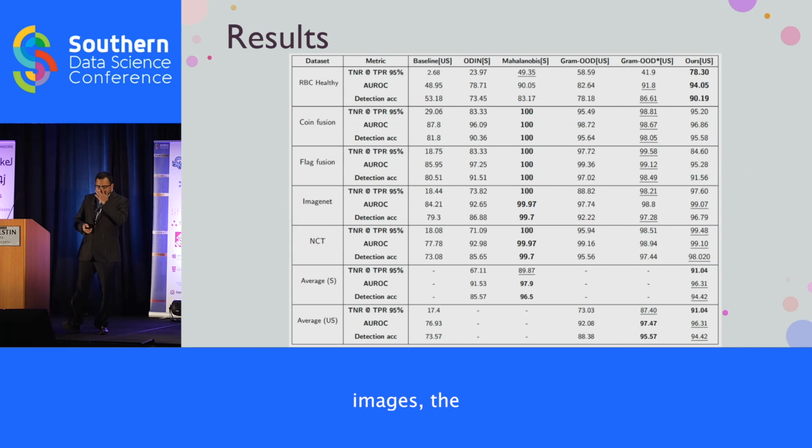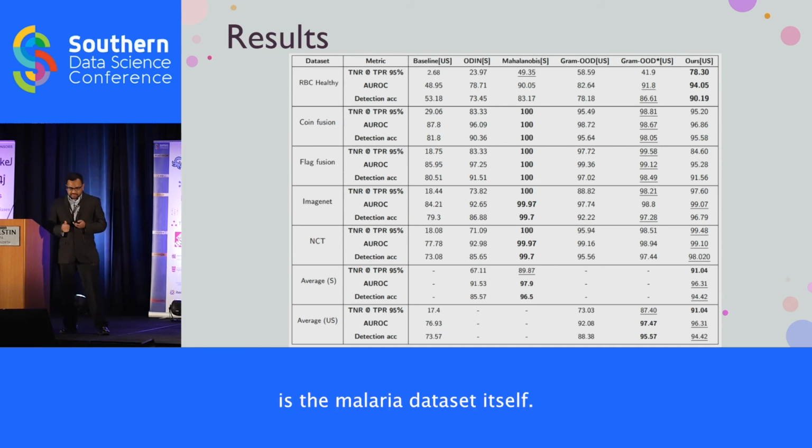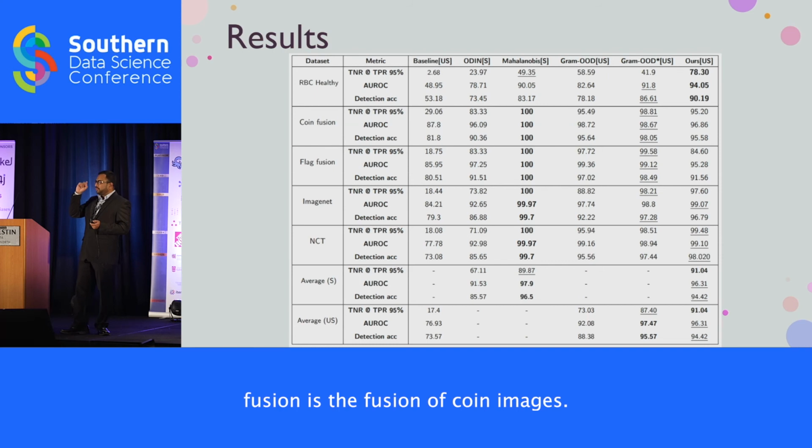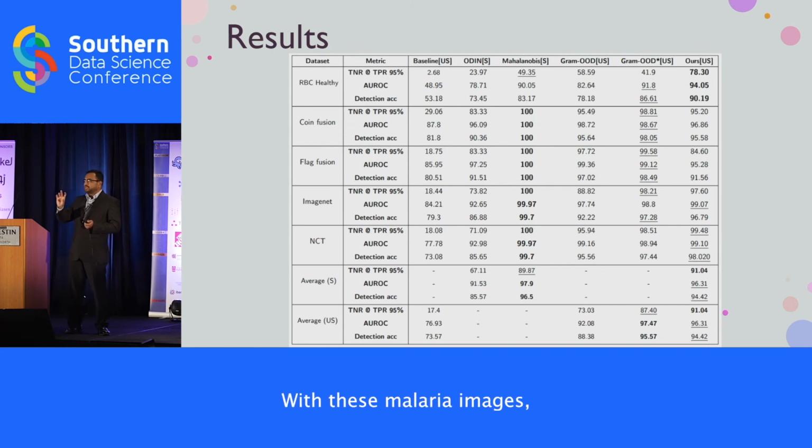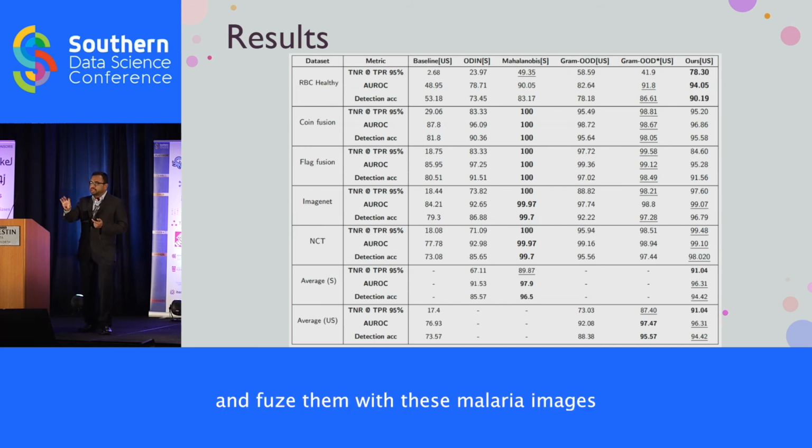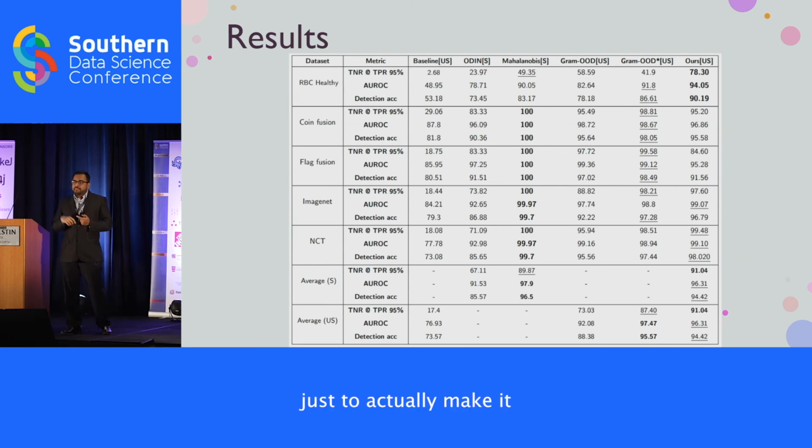And these are the results for the malaria data set. As you can see, the RBC healthy is the malaria data set itself. The coin fusion is the fusion of coin images with these malaria images. For flag fusion, we consider flags of about 192 countries and fuse them with these malaria images just to make it out of distribution. And that is a fairly common practice for this specific data set. And then again, we have ImageNet, 3,000 samples, randomly sampled. NCT is a colorectal image data set.